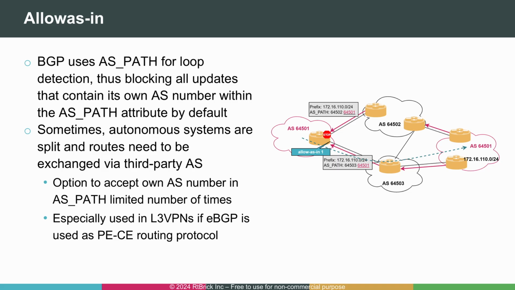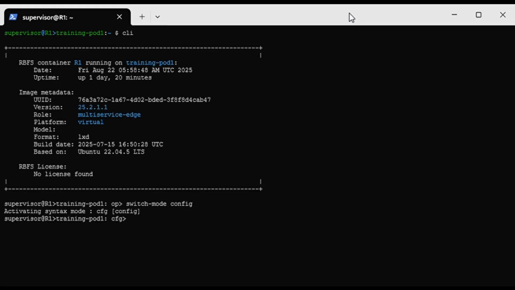RBFS offers a feature called Allow ASN that lets BGP accept its own AS number in the AS path a certain number of times. While this can be helpful in split networks, it should be used carefully to avoid routing loops. It's time to put these configuration options into practice.